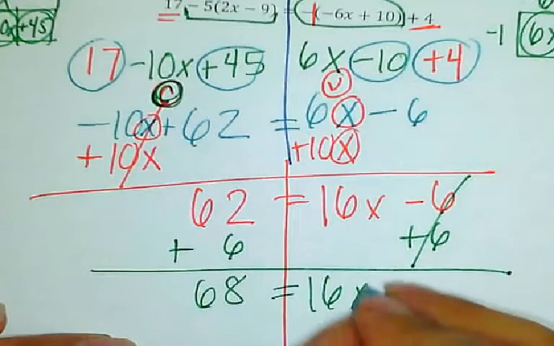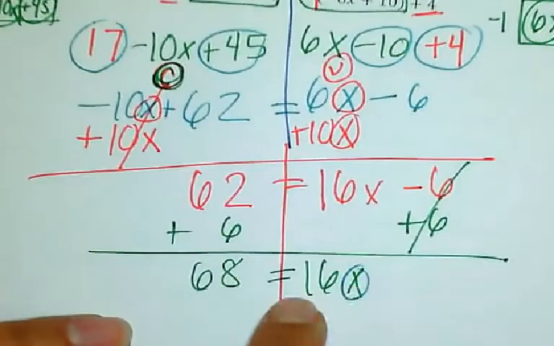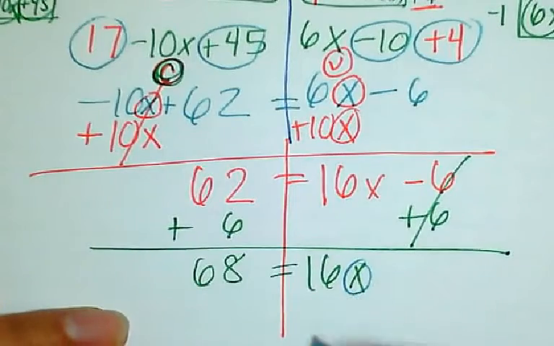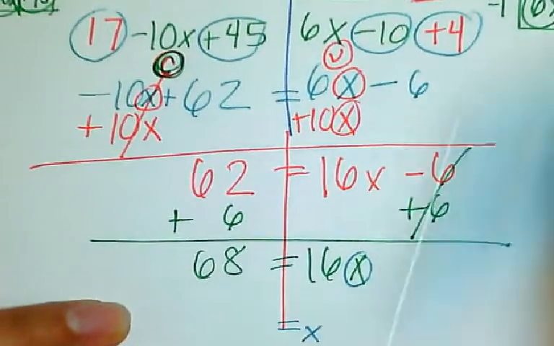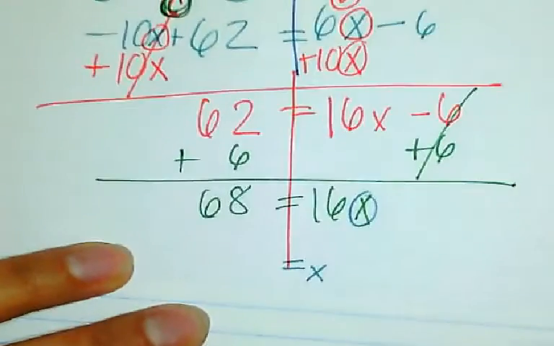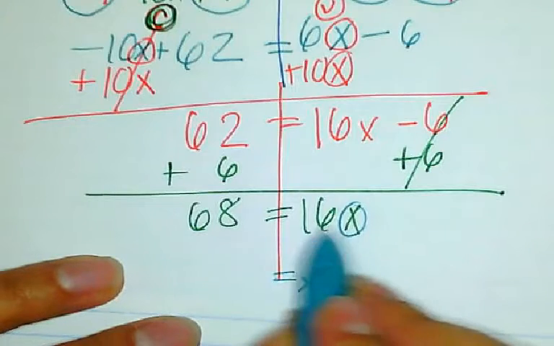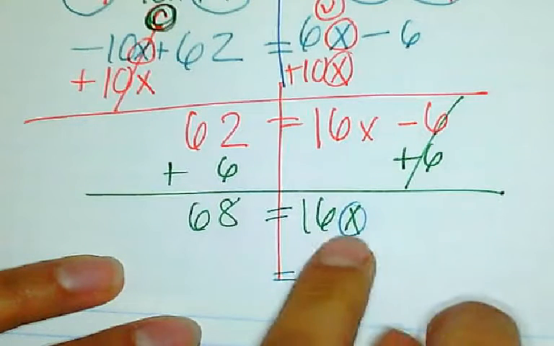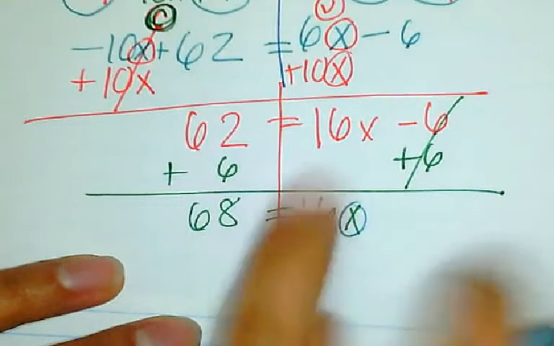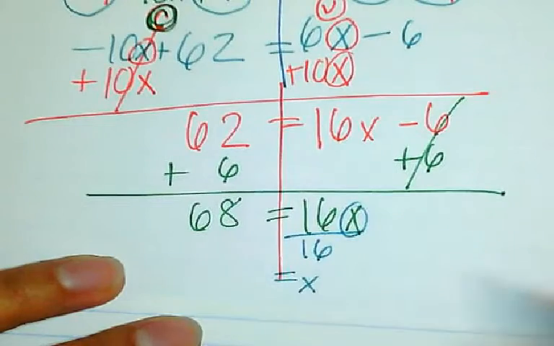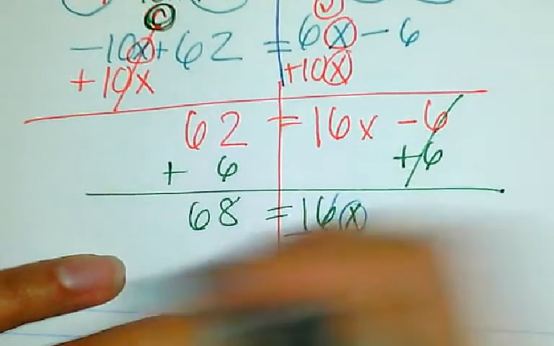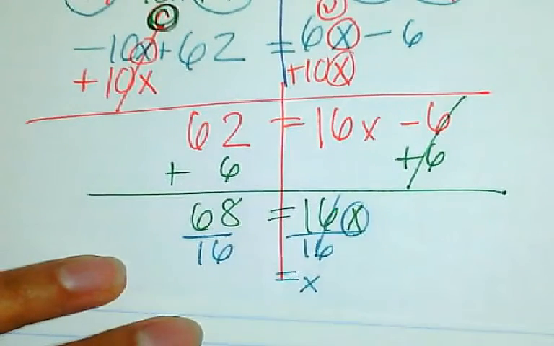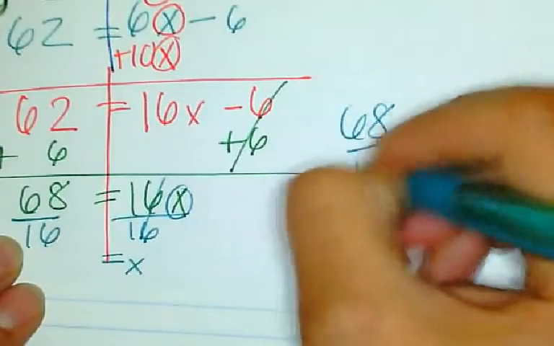Now I do want to undo this multiplication, this 16 times x. I want to undo it so I can have x by itself. Okay, so then my following step would be the inverse of multiplication, which is division. So if I'm going to do the inverse of times 16, I'm going to divide by 16 to undo it. And I would do it to the other side as well. So that would be my answer, 68 over 16.